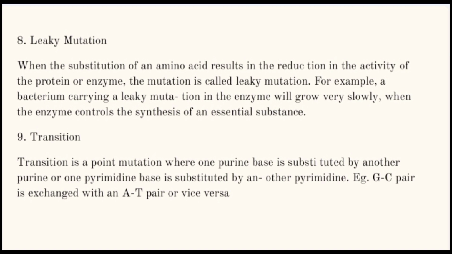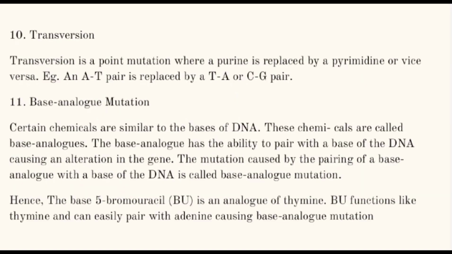Ninth, transition. Transition is a point mutation where one purine base is substituted by another purine or one pyrimidine base is substituted by another pyrimidine. Example, a G-C pair is exchanged with an A-T pair or vice versa. Transversion. Transversion is a point mutation where a purine is replaced by a pyrimidine or vice versa. Example, an A-T pair is replaced by a T-A or C-G pair.